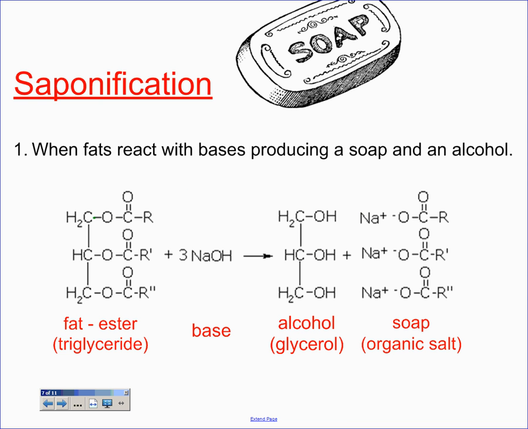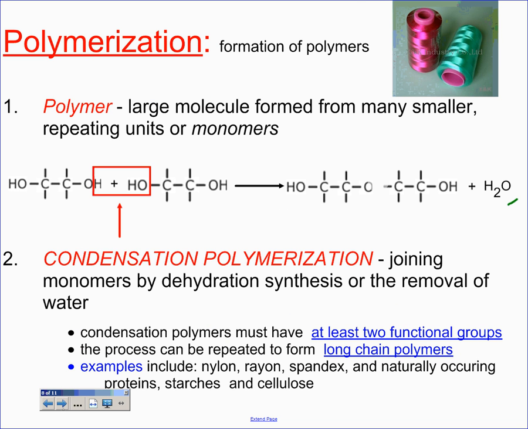Saponification. Don't you love that word? Say it 3 times fast. Saponification, saponification, saponification. Love that word. What is it? It's just the making of soap. In the making of soap, you should realize that it starts with an ester or some type of fat that reacts with a base, NaOH, to produce an alcohol, glycerol usually, and a soap, which is an organic salt. It's very important that you know that the name of this reaction is called saponification.